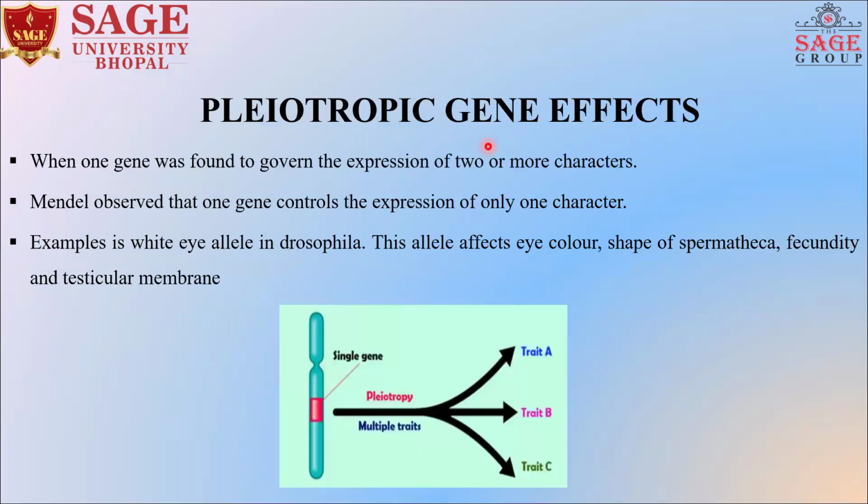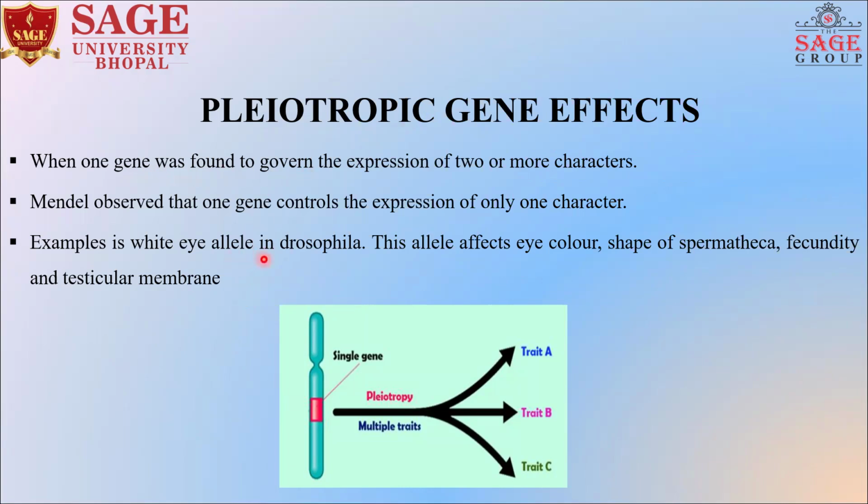Next, that is the pleiotropic gene effect. Pleo means more. So this defines that when one gene is found to govern the expression of two or more characters, it means the single gene is governing two or more characters. One of the best examples is the white eye allele in Drosophila.